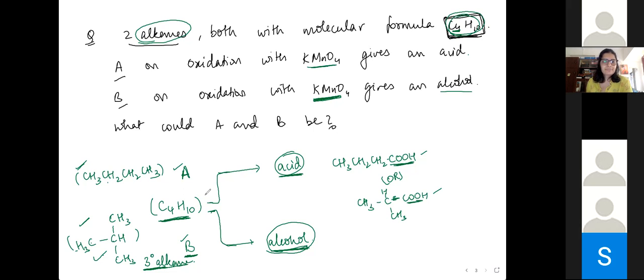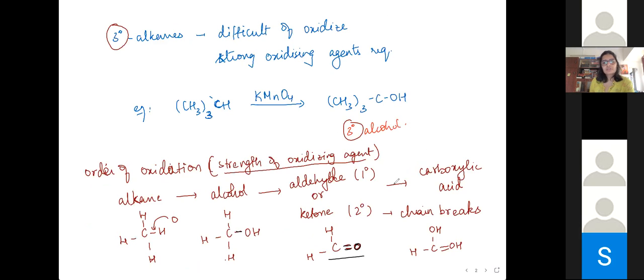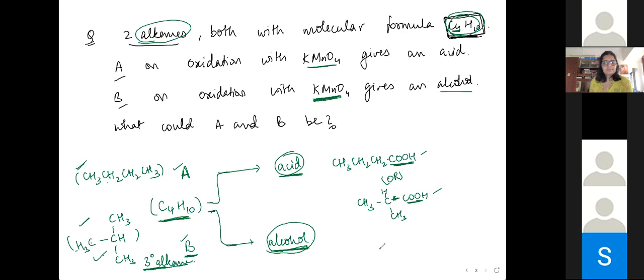Okay. So primary and secondary cannot make alcohols with KMnO4? No. KMnO4 is so strong that it's going to bypass all of them and straight away give you carboxylic acid. Okay.